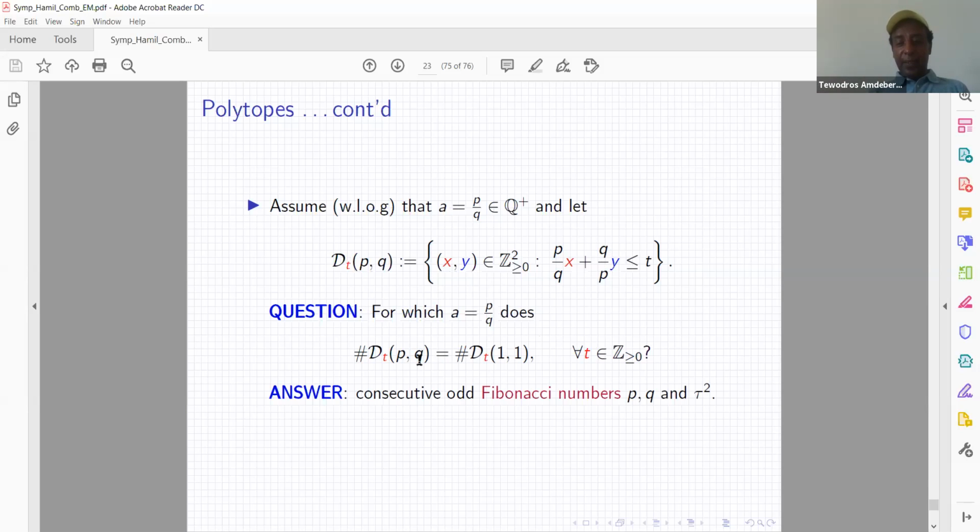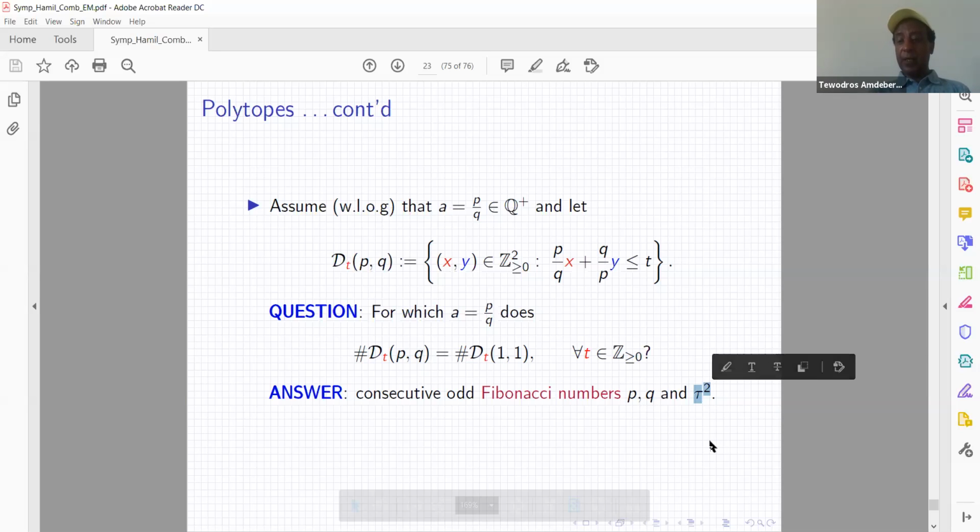For this to happen, P and Q as integers must be odd Fibonacci numbers, every other Fibonacci number, and their corresponding ratios. I'm sorry, forget ratios, that's another setting. So this will be true provided that these are pairs of odd, and when I say odd index, Fibonacci numbers, of course.